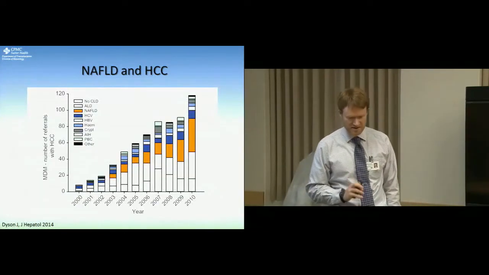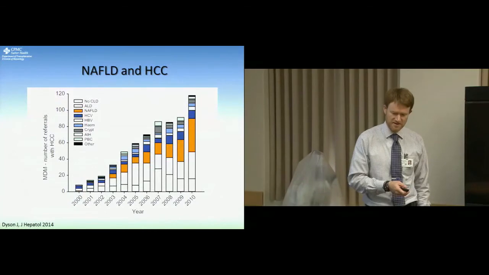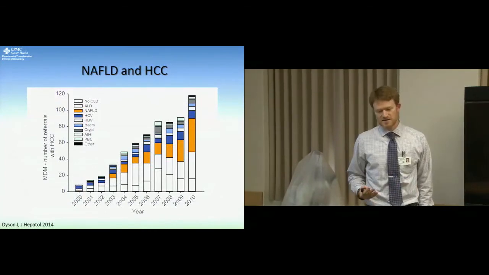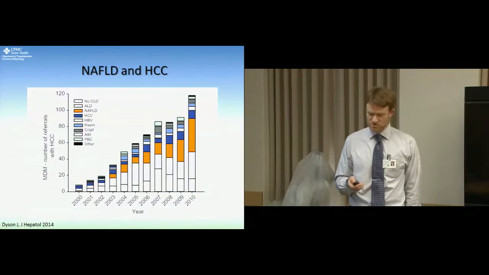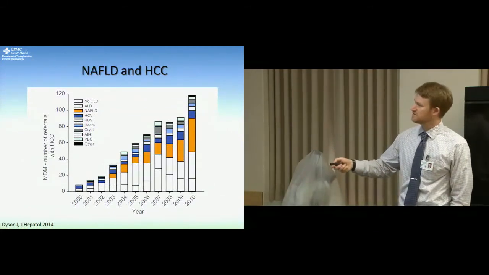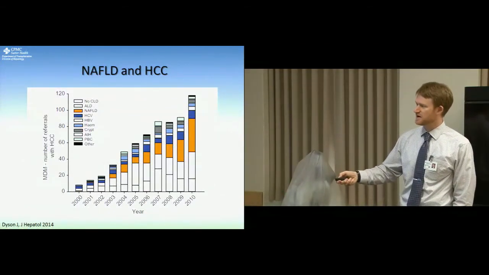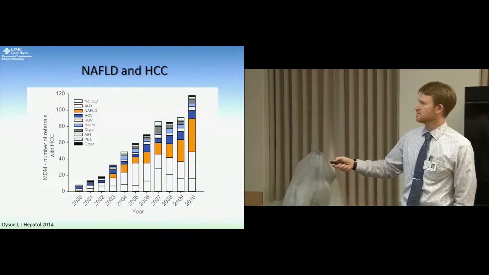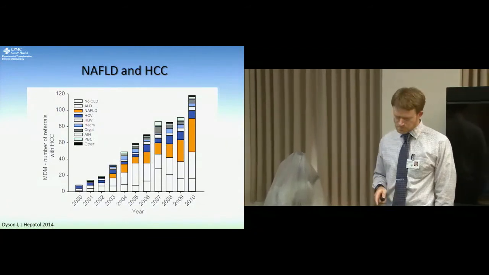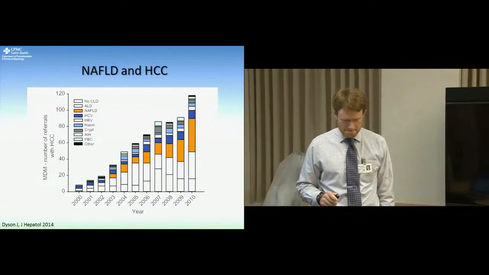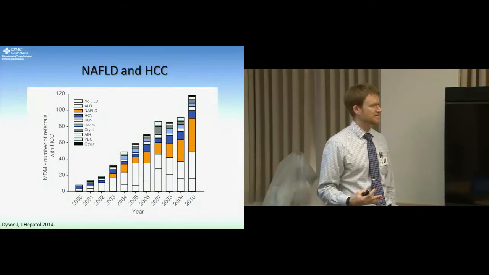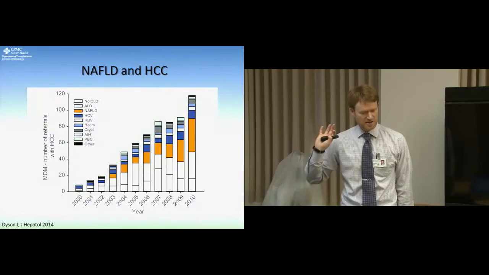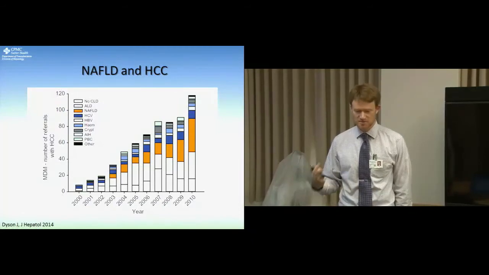I'll show their data. So they went back to 2000, and they said, how has the epidemiology of liver cancer changed at our center? So this is striking. You see here, there's no fatty liver in 2000, and now it's the largest cohort. Not all data matches this exactly, but it's the same idea in all these studies, that fatty liver is present, it's growing, and it's a problem.